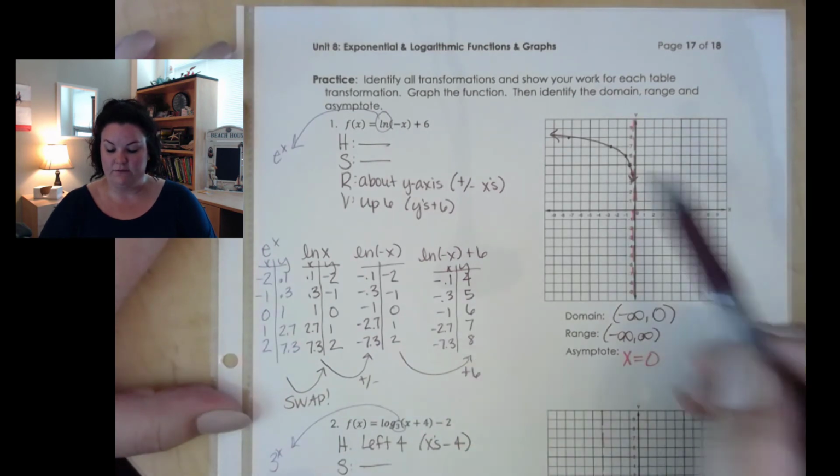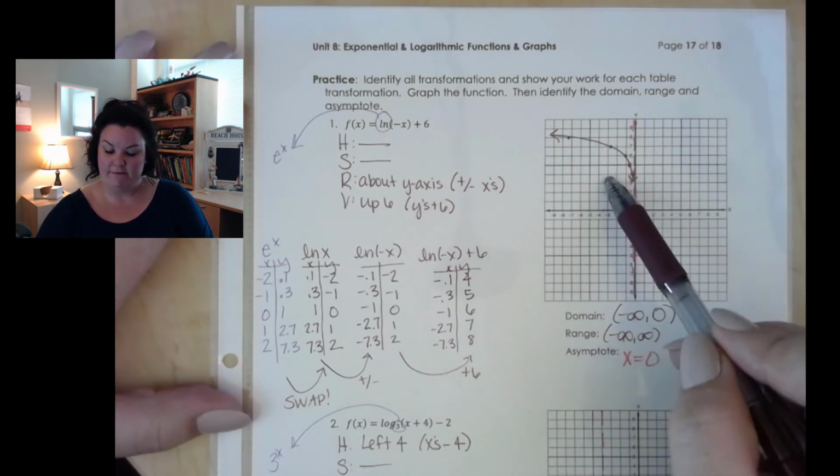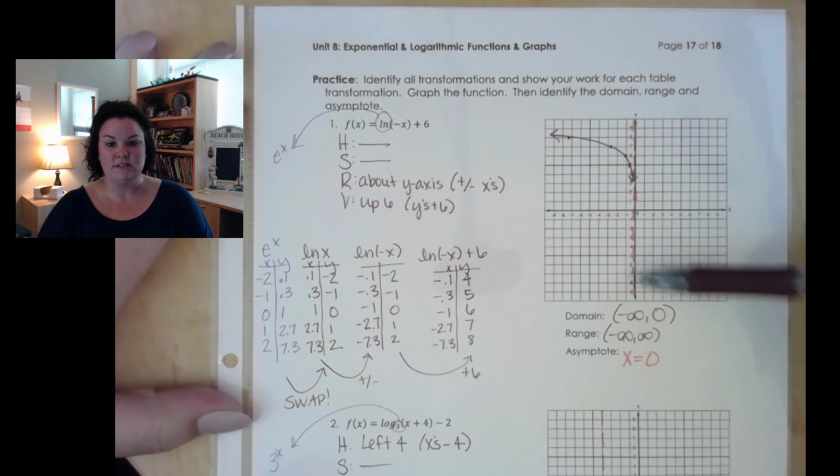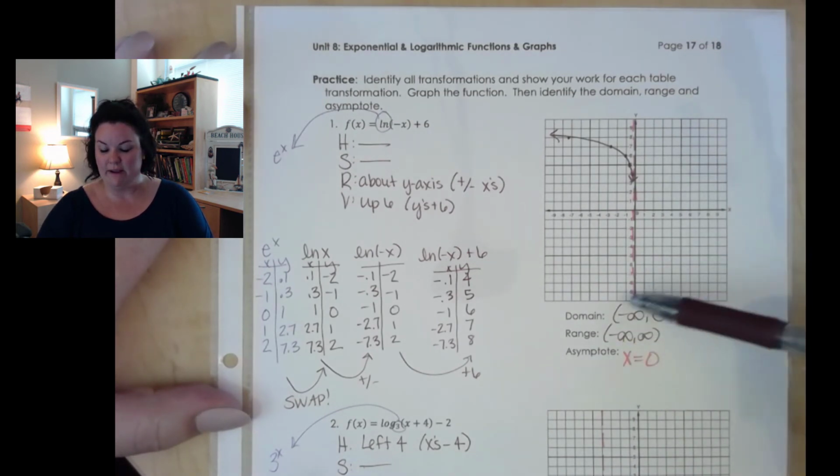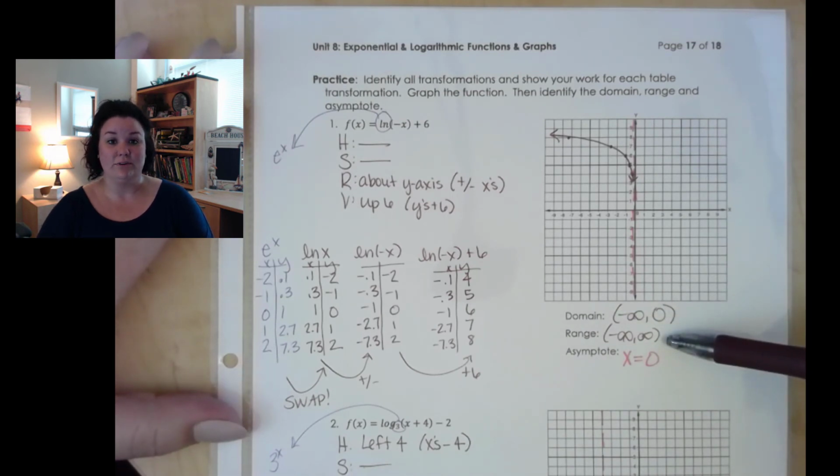Okay, that puts our function up here with a vertical asymptote at x equals 0. Make sure you write x equals, not just 0. And our domain would be negative infinity to 0, and our range is all real numbers.